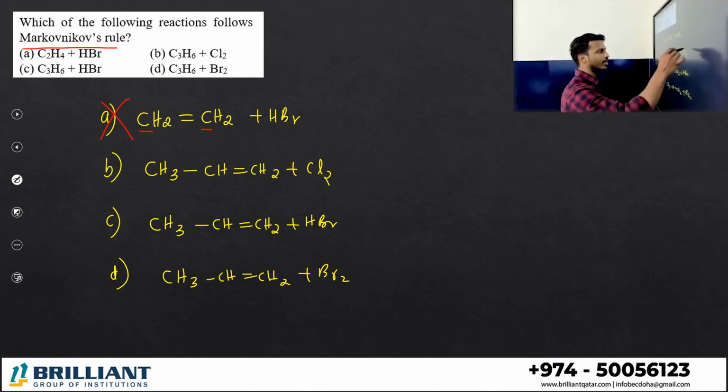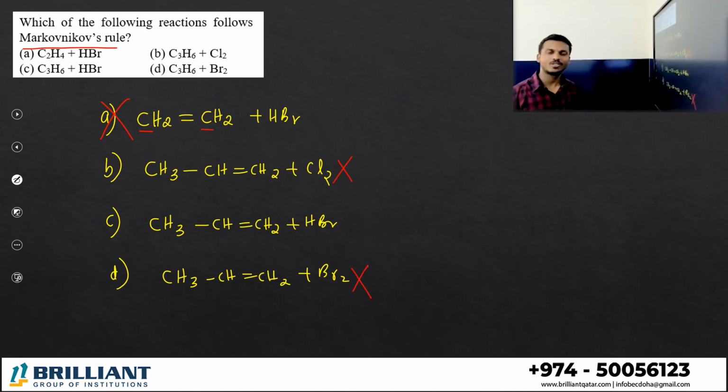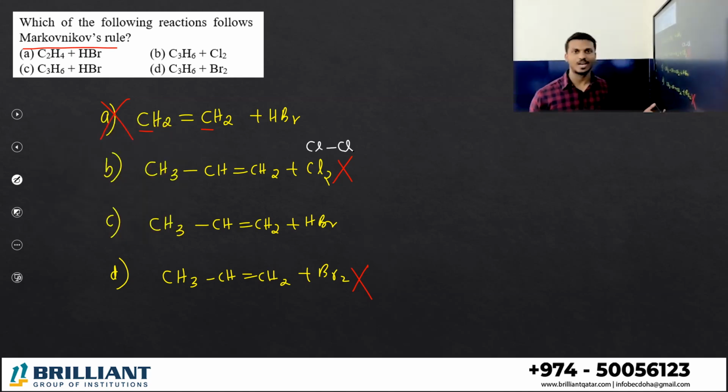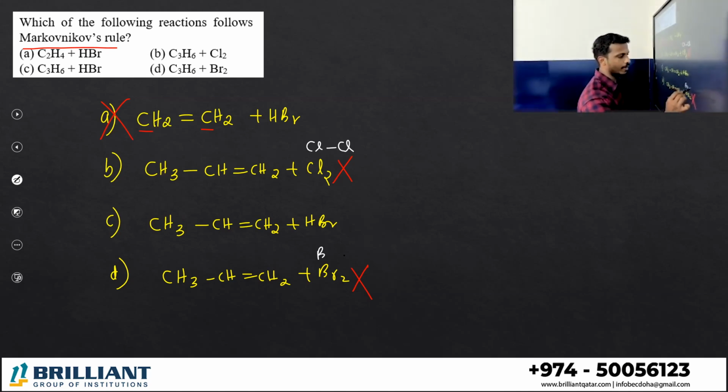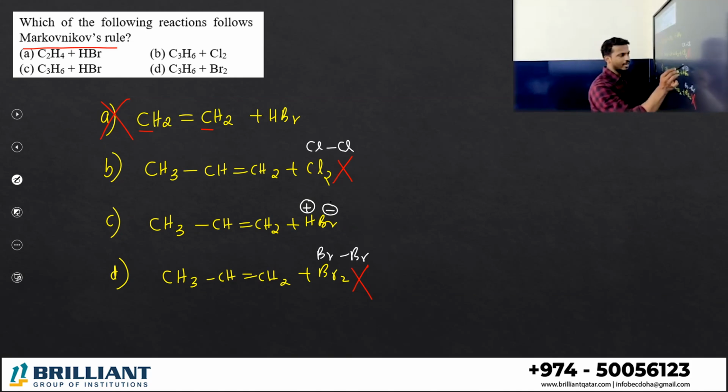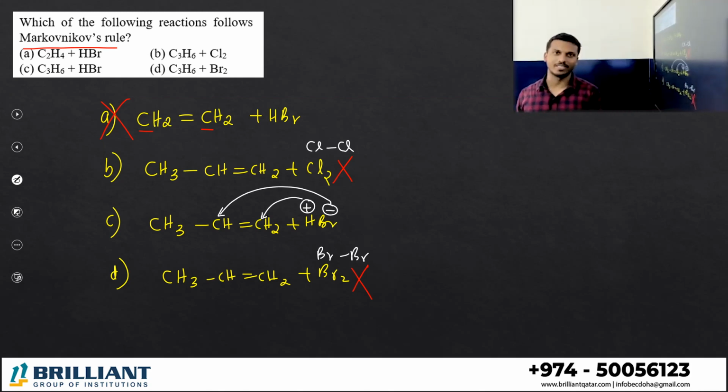I can cut option B and option D. Why? Because for Markovnikov or anti-Markovnikov rule, the adding species should contain positive and negative parts. You know, in B, what is the adding species here? Cl2, chlorine, chlorine, both are the same element, right? No charges. Bromine, bromine, Br2, both are the same, right? No charges. But in HBr we have H+ and Br-. Addendum should contain negative and positive. What is happening? Negative part comes to the carbon with fewer hydrogens, positive part comes to the carbon with more hydrogens.